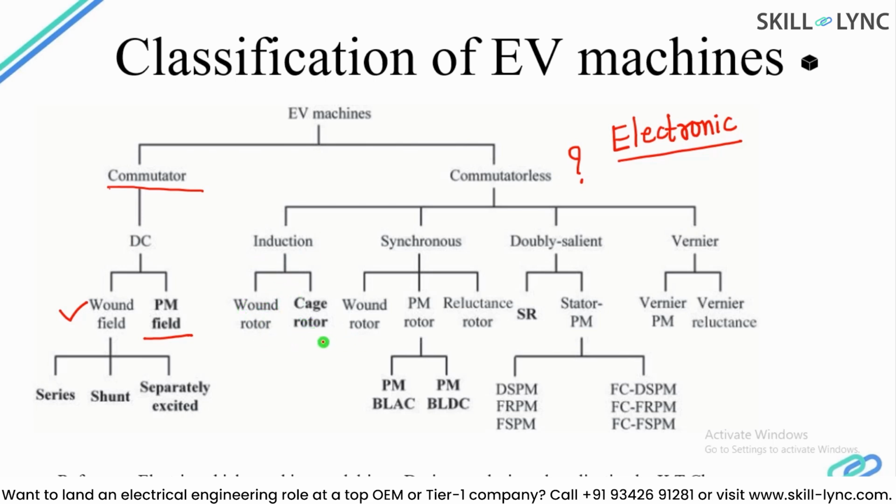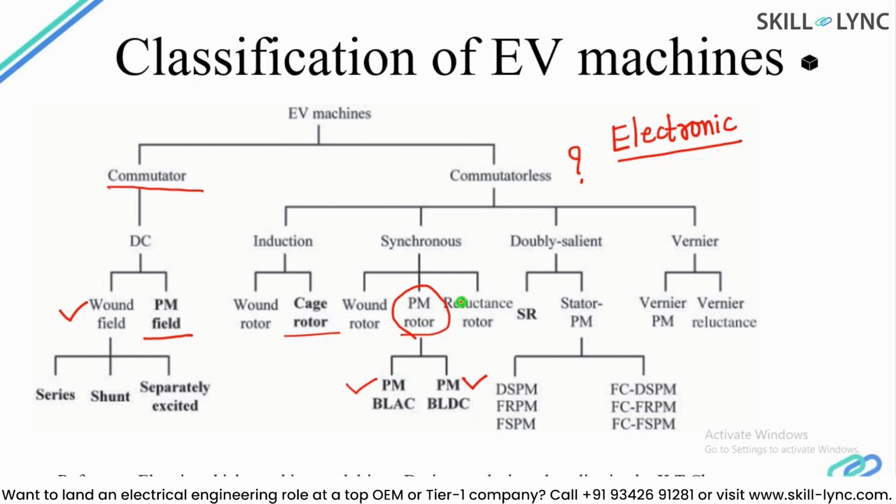Usually the wound rotor motors are not preferred for EV. The squirrel cage induction motors are preferred. In case of synchronous, there can be three different categories: wound rotor, PM rotor, and reluctance rotor. This PM rotor type of synchronous machine is very popular for electric vehicle application, and it can again be classified into two more categories: permanent magnet brushless AC machine and permanent magnet brushless DC machine. Normally it is called as BLDC motor, and this is called as permanent magnet synchronous motor.